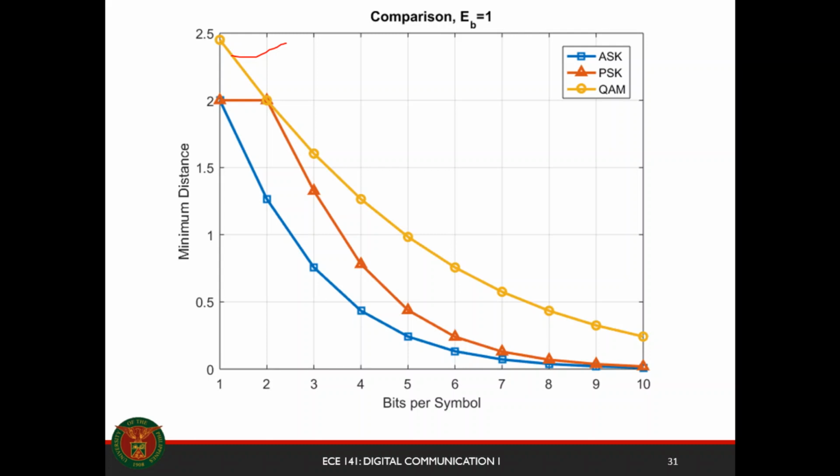Recall ASK is one-dimensional. PSK can be easily demodulated because it's just tracking the phase of the signal. But for QAM right here, we need to know the phase and the amplitude of your signal. Okay? So basically, you're trading off complexity for a greater minimum distance. Generally, in terms of minimum distance, QAM is better. So it has greater minimum distance compared to your ASK and your PSK.